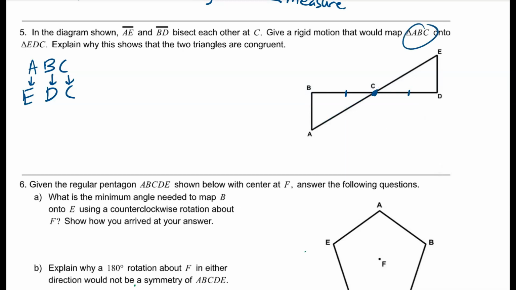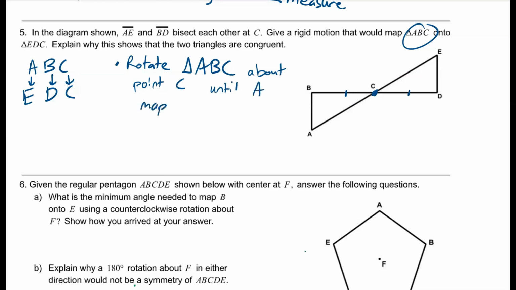It looks to me like if I fix C in place and just spin it around until A coincides with E, those triangles will land on top of each other. So the way I'm going to word this is I'm going to rotate triangle ABC. It looks like it could be 180 degrees, but I'm not 100% sure. So I'm just going to say rotate about point C until A maps to E. So it's going to come all the way around. A is going to map to E, and also B is going to map to D, exactly where I need them to be. So that's the transformation that gets me there.